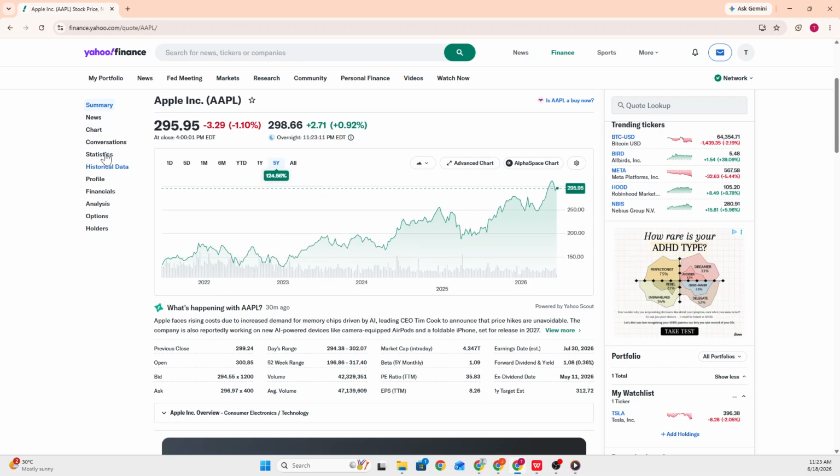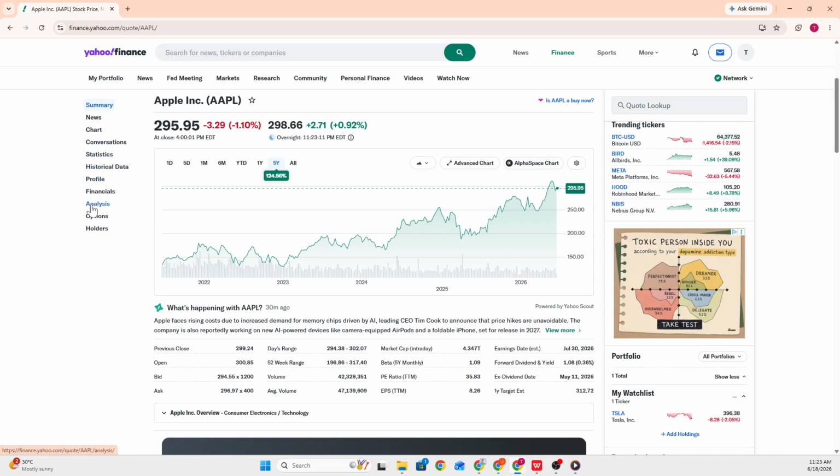You can also select Analysis to review analyst information. In this section, you'll find ratings such as Strong Buy, Buy, Hold, and Sell. Finally, you can check the chart and the news section to view recent movements and articles related to the stock.